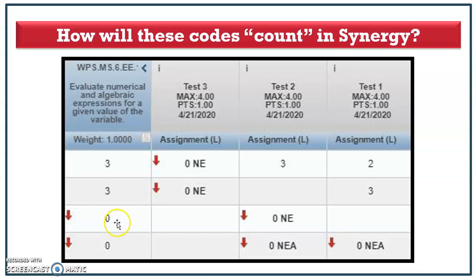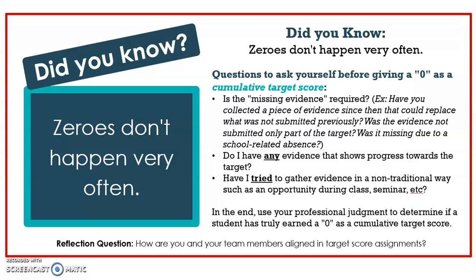They will only calculate to a 0 when nothing else is entered for that target. As you can see in line 1 and line 2, when there is evidence, the 0 is kicked out for the NE. Same thing on line 3 for the no evidence absent. It will overall calculate to a 0 if there is not another score related to the target. When we think about zeros as an overall target score, not talking about individual assessment assignment opportunities, a cumulative target score, they probably will not happen very often.